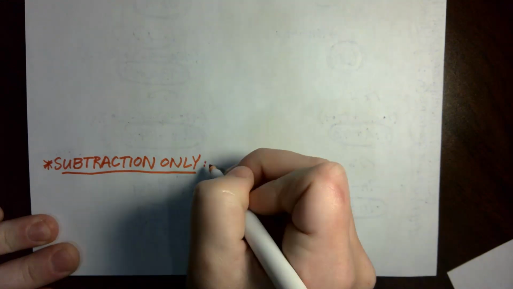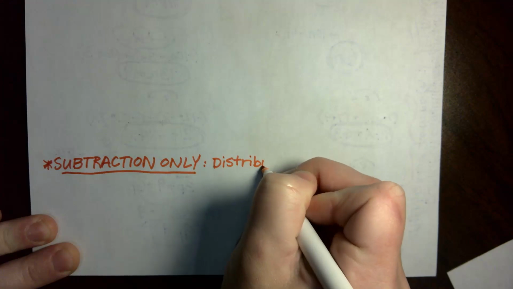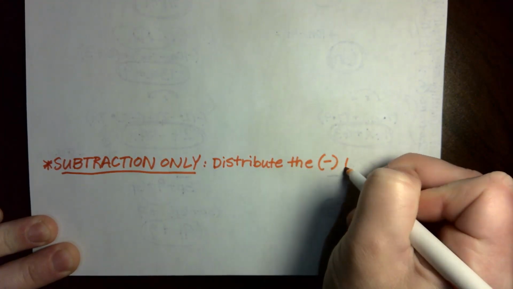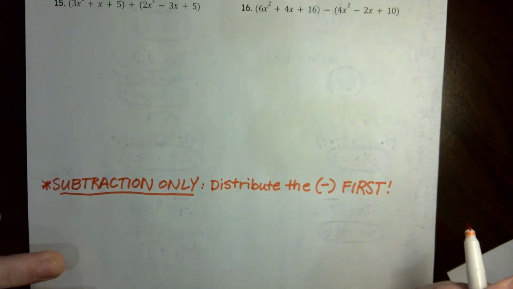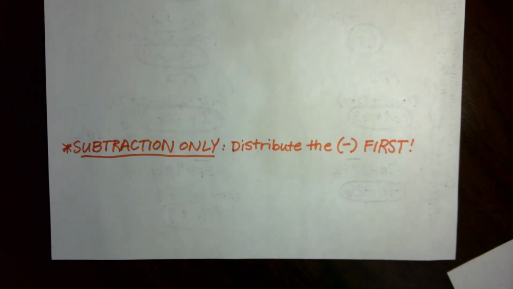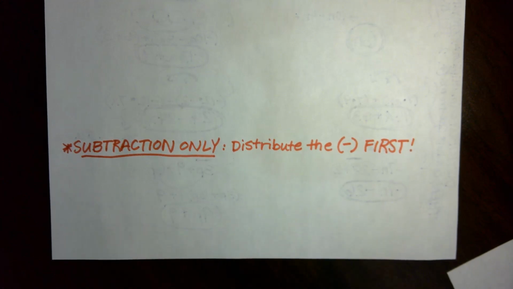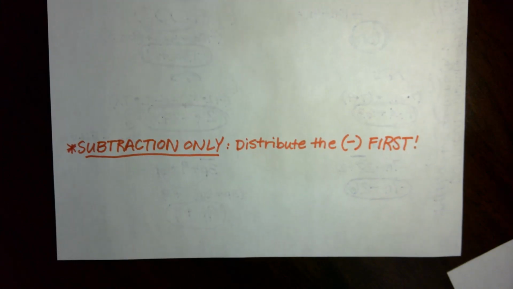Okay, and then I'm going to say distribute the negative first. So you said we always subtracting on this? No. So here, I'll explain. I'm going to just have you write these rules first, and then I'll explain what they're necessary for. Just because I want you to have this for your quiz tomorrow, so you've got a little guide. So subtraction problems, we always distribute the negative first. Okay.